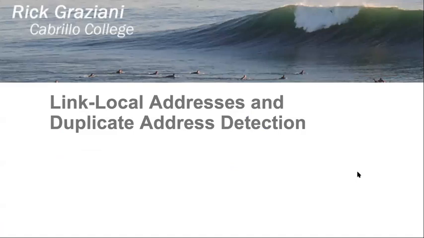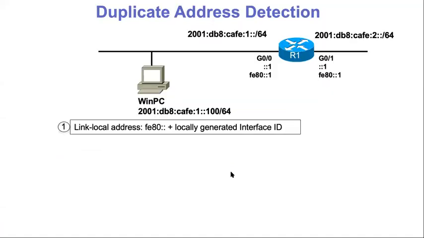Okay, link local addresses and duplicate address detection. I'm going to talk more about this when we get into ICMPv6, but you might be wondering, hey, when a device, a router or any device, creates its own link local address, how do we know that's unique on the link? So here we have the Windows PC. Let's say it created its own link local address, FE80, and then a locally generated interface ID. Could be a random number, could be EUI-64. Windows uses a randomly generated number.